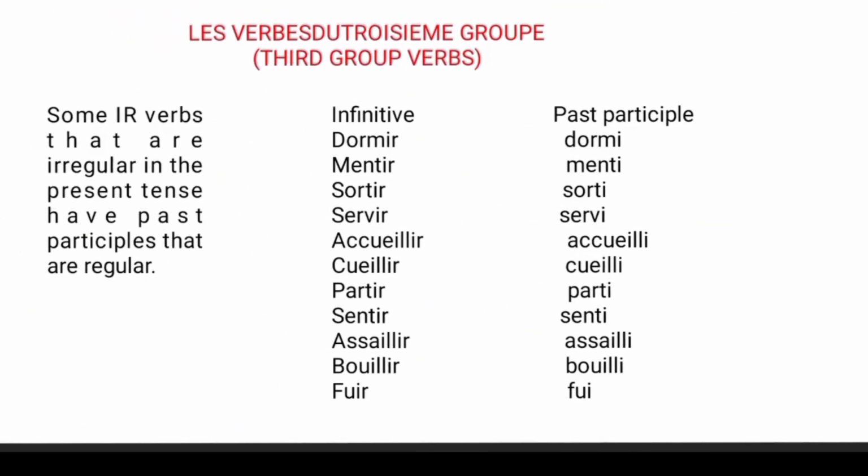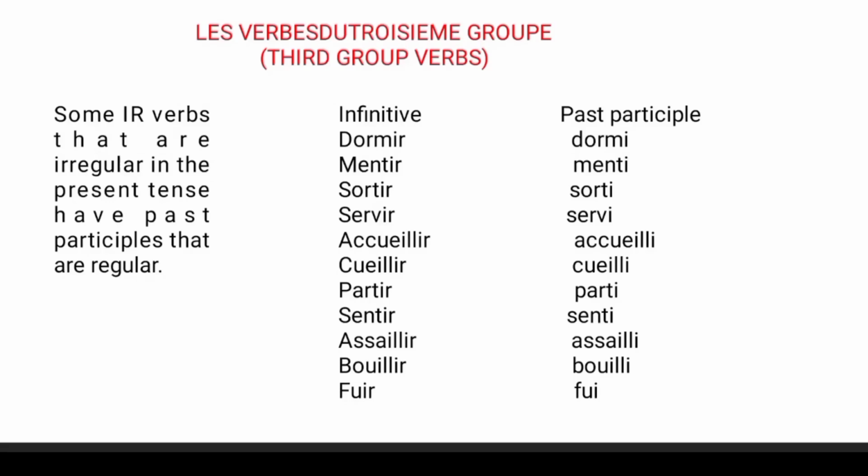Some IR verbs, like I said earlier, are not second group verbs. They are irregular; we call them third group verbs. Look, for example, at this list: dormir, monter, sortir, servir, accueillir, cueillir, partir, sentir, asseoir, fuir, bouillir. They still have their participe passé like some other verbs, although they are third group verbs.